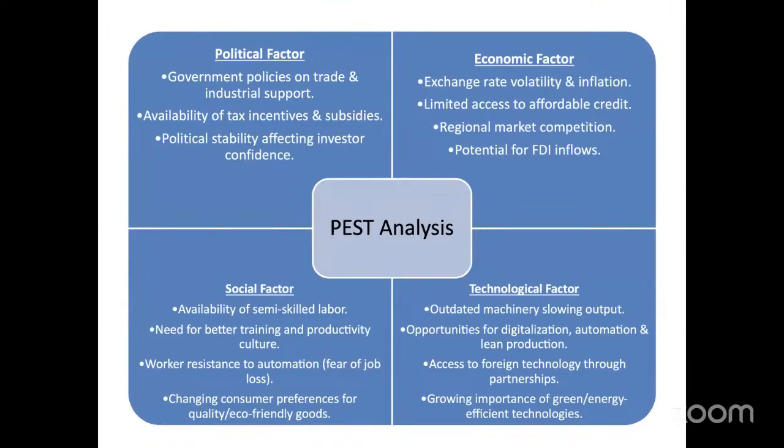Next, we will present the risk analysis. Policy: stable incentives are key. Economically, inflation, credit access, and attracting foreign investment are critical. Socially, we need stronger training, a better productivity culture, and ways to reduce resistance to automation. Technologically, we must adopt digital tools, automation, and green innovation to stay ahead. Next slide.